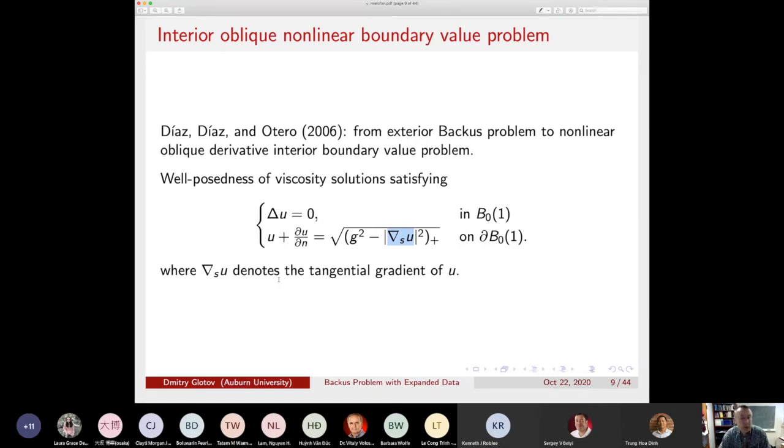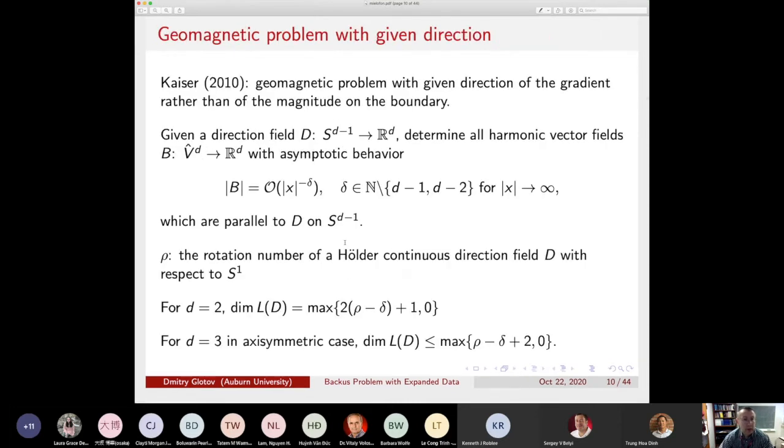So this problem is not well posed. So to mollify it, they introduced a parameter epsilon inside of the square root here, and they were able to show that the mollified problem has a solution.